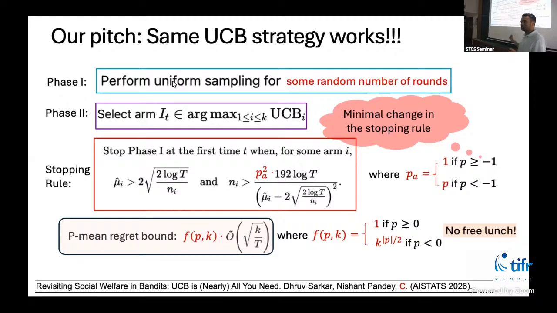This is an open question also. There is no matching lower bound for the P less than 0 regime. For P greater than 0, there is a matching lower bound. The open question is what the matching lower bound is for P less than 0. Okay, so this is where we stop.